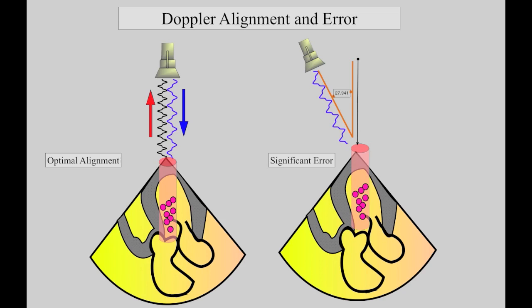To the left of the screen we see an optimal alignment with the flow of blood through the aortic valve in a deep transgastric view. This allows the Doppler beam to signal the velocities accurately.